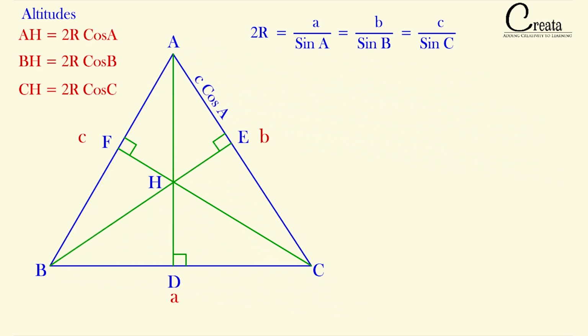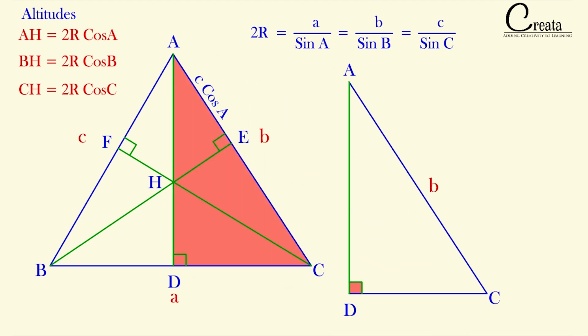Let's move further. If we take the triangle ADC, here this angle is angle D and this complete angle is angle C. Can we write angle DAC as 90 degrees minus angle C? We know the angle sum property of the triangle, that is the sum of the three angles of the triangle is 180 degrees. So we can write angle DAC as equal to 90 degrees minus angle C.